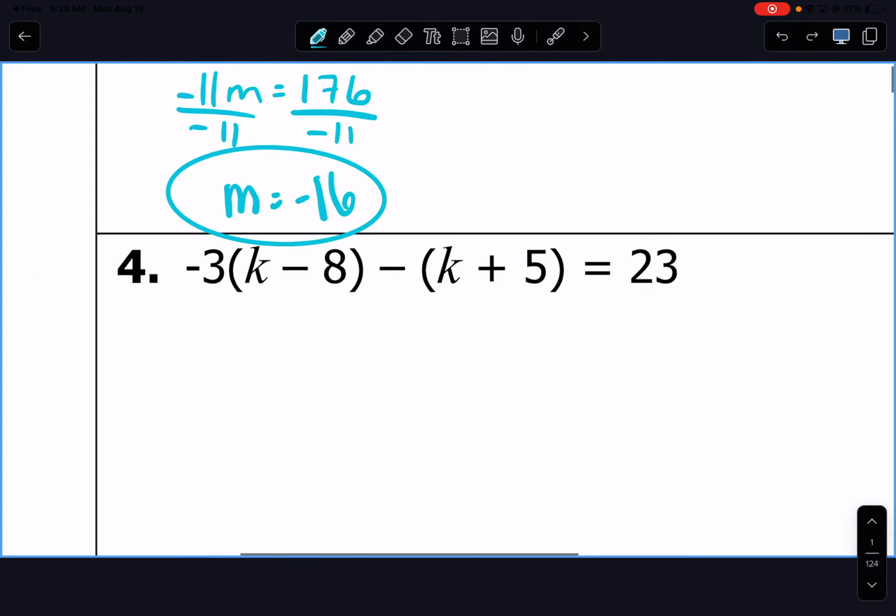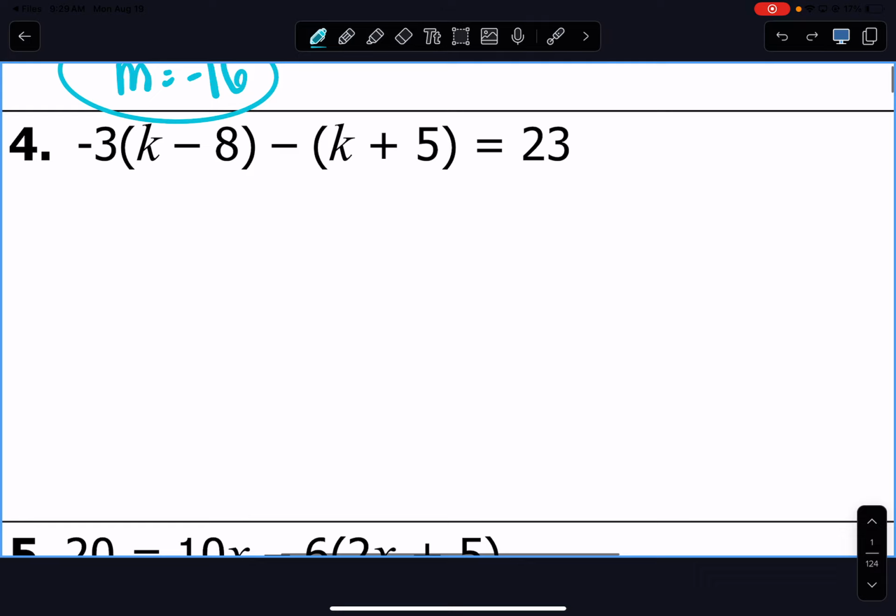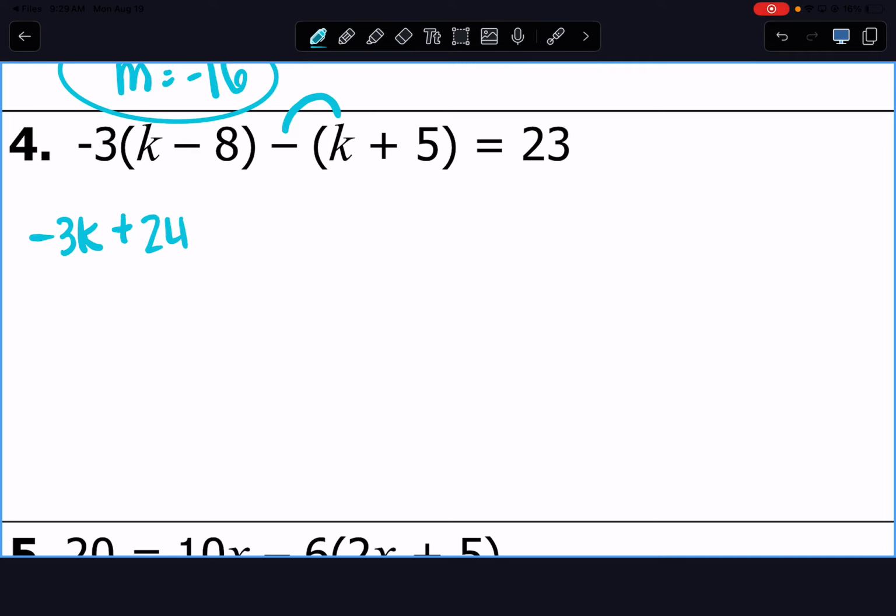Alright, what about number 4? How do we do number 4? So I gotta distribute -3 and get positive or negative 24. Why is it positive? Okay, then what do I do next? Yeah, I gotta distribute that negative. So we get what? Then what? All equals 23. Now solve that one.